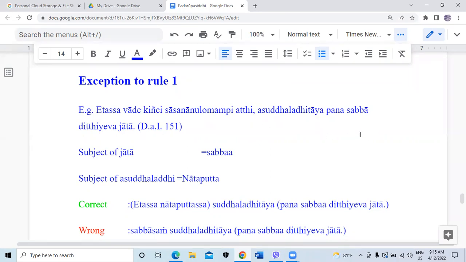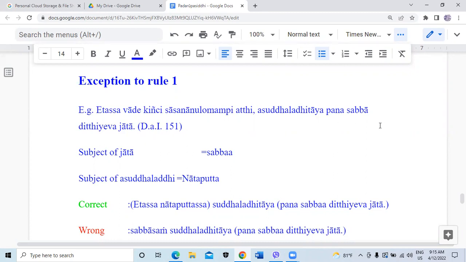So, how to say Sabha should be the genitive, the Sambandha of Asauda Laditaya. Asauda Laditaya. Okay, Asauda Laditaya.